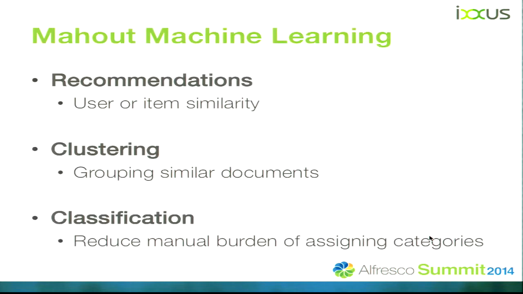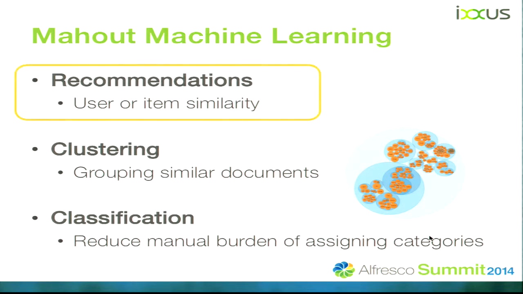So Mahout does three areas of machine learning. Recommendations, using things like user or item similarity; clustering, which is the ability to group similar documents; and classification, where, based on a set of training data, it can classify documents and how they match to other documents. But we're going to be looking at recommendations. So the first thing we need to be able to do is support those recommendations with data.